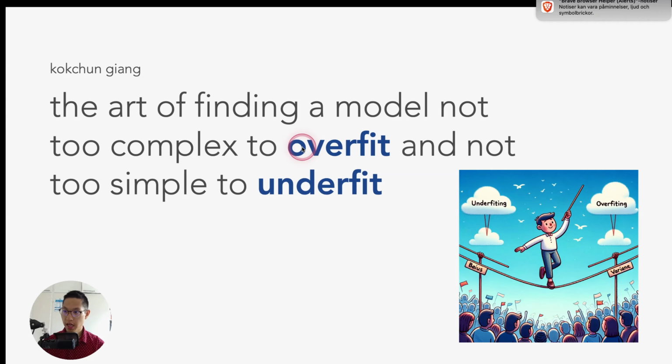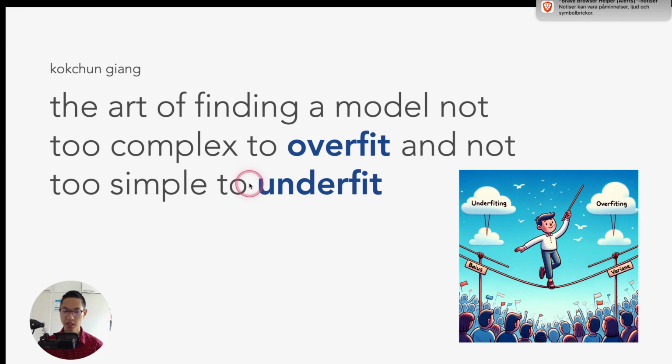Here I am in the slide. The art of finding a model not too complex to overfit and not too simple to underfit. It's a balance. You need to find a model. And when I say find a model, it could mean that there are some parameters to tune, that you choose different parameters. It could be that you choose another model that is better for the fit.